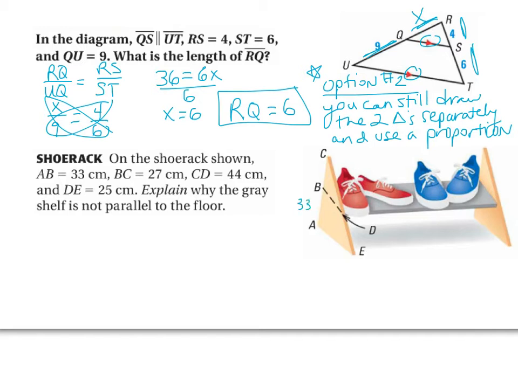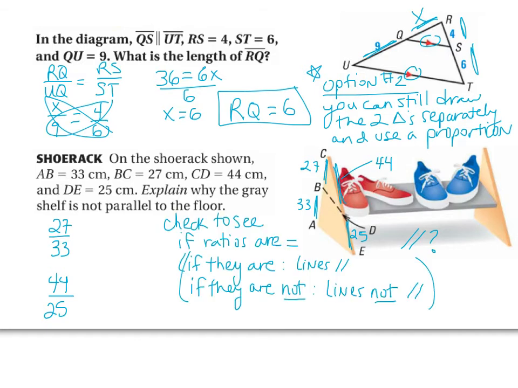So this next one is kind of the opposite, that if we are given some different measurements, so if AB is 33, if BC is 27, if CD is 44, and if DE is 25, we want to check to see are the lines parallel to each other. So is the dotted line BD parallel to AE? So what we need to do is set up the same ratios. So my 27 over 33 and my CD, so my 44 over the 25, and I want to check to see if the ratios are equal.